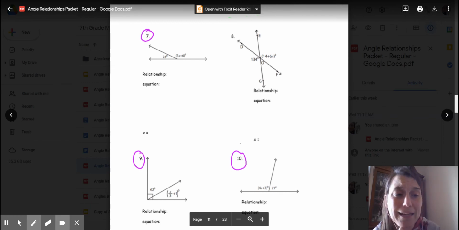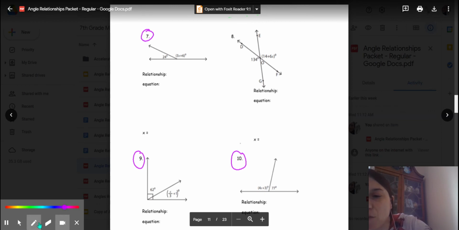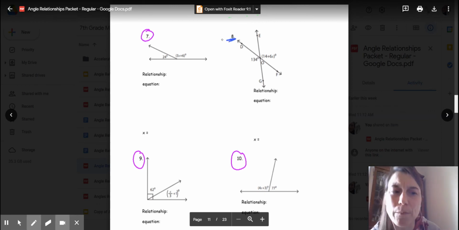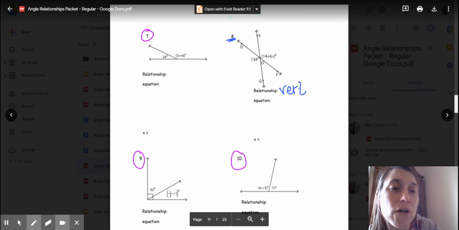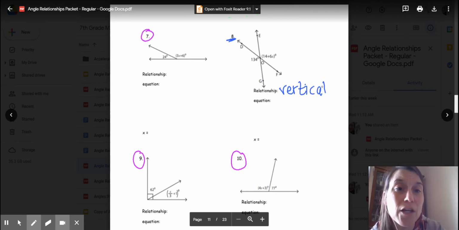But number 8 is a little different because of the kind of situation that we're looking at. So number 8 could be tricky for people, although it's actually pretty easy. Number 8, the relationship is vertical. Vertical angles are congruent, which means their angle measurements are equal. So these two angles that are across from each other are equal. So that is my equation. They are equal. They don't add up to anything in particular. So that means I can make these equal.